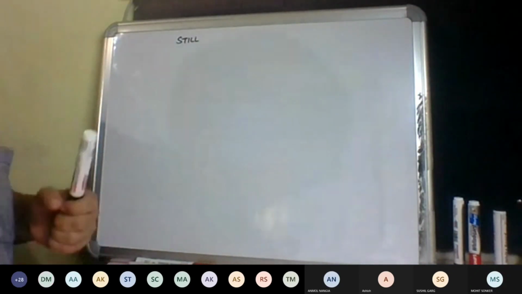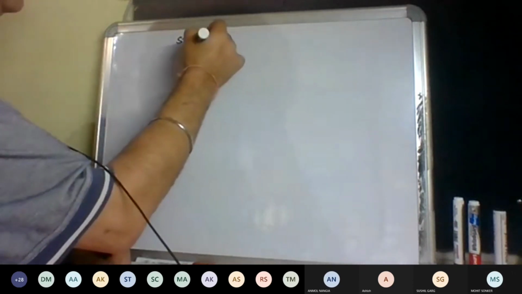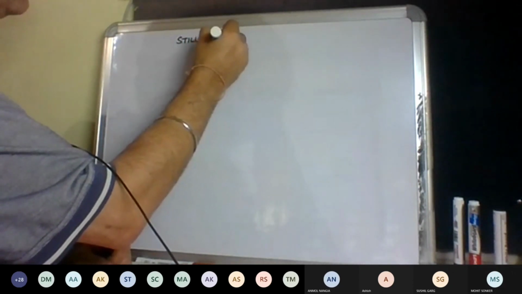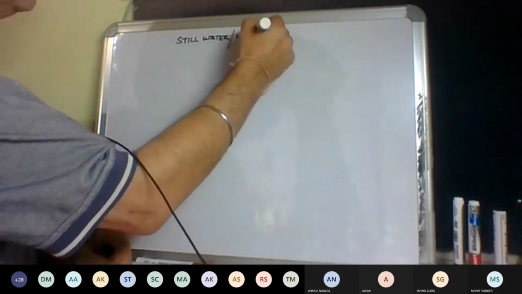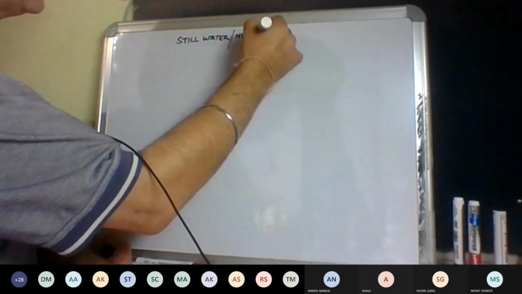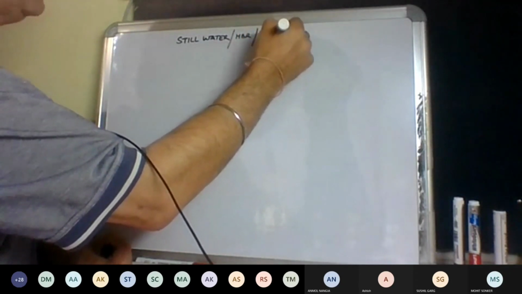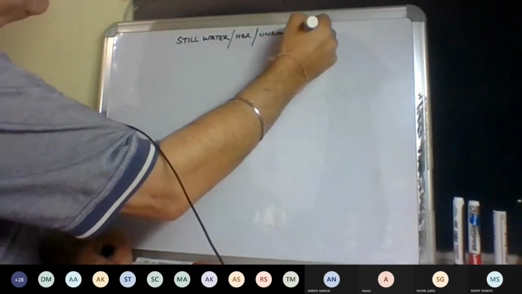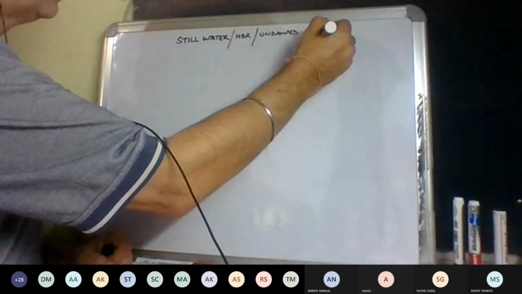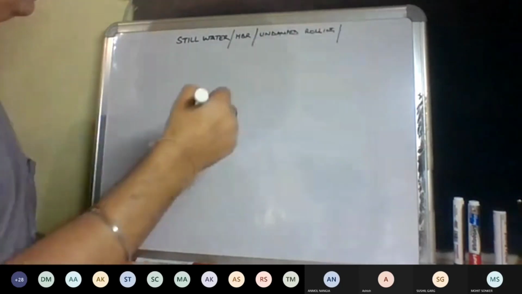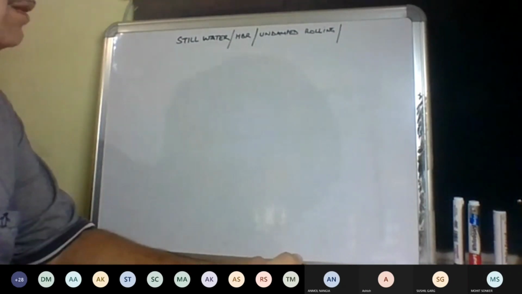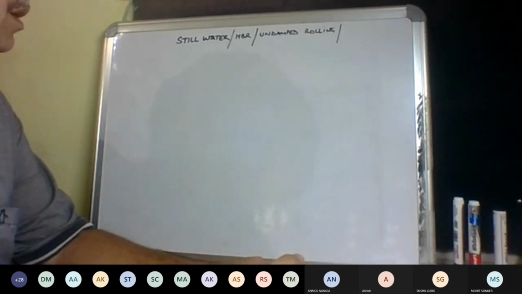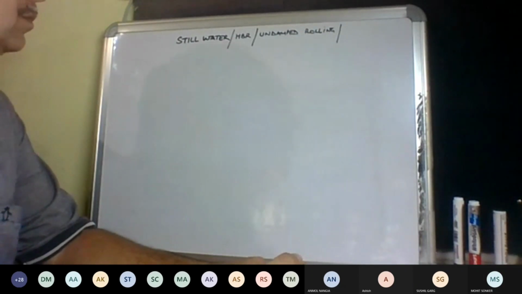So we're now doing rolling of a vessel, also called still water rolling, also called harbor water rolling, also called undamped rolling. All these are synonyms of the same thing, also called natural rolling.